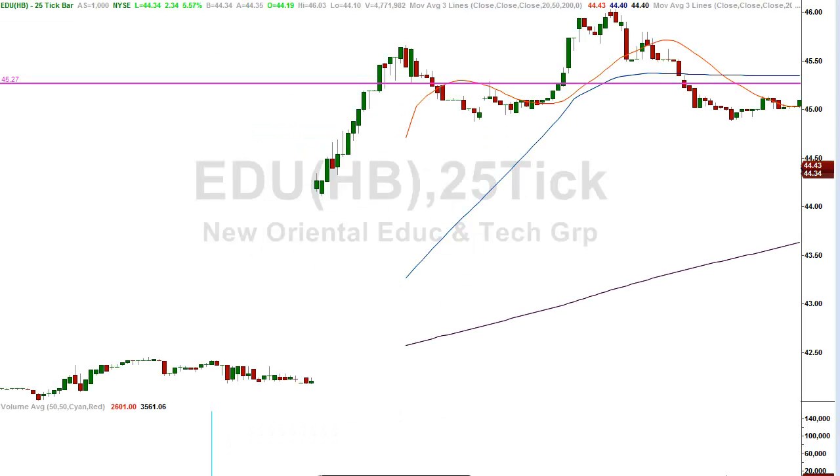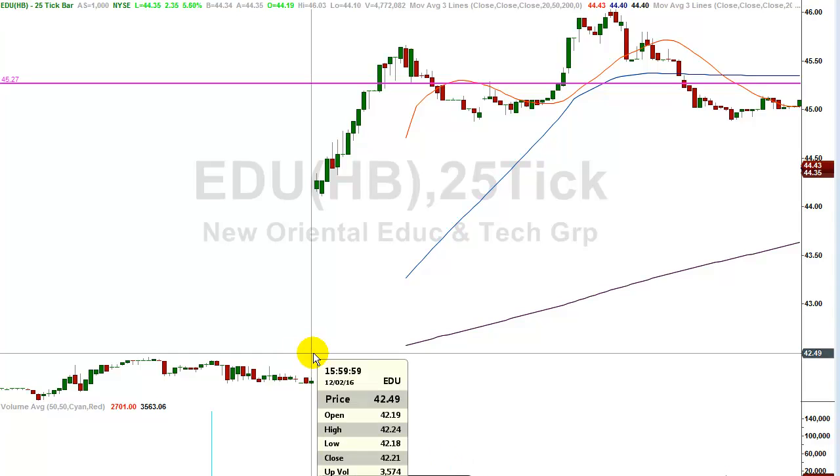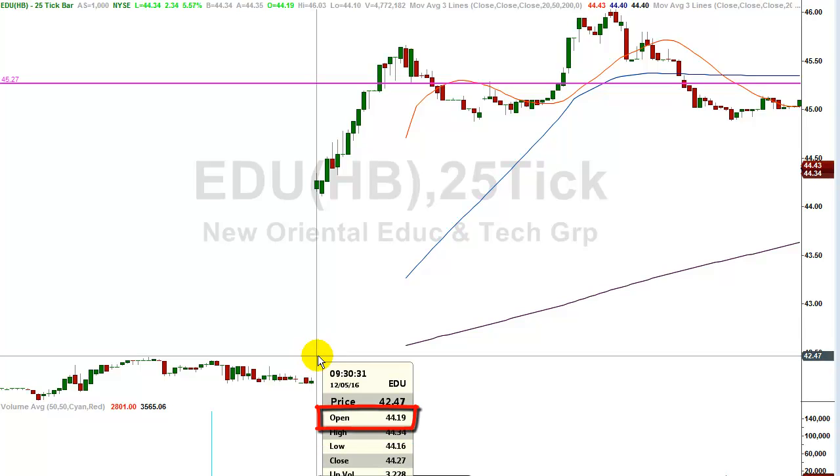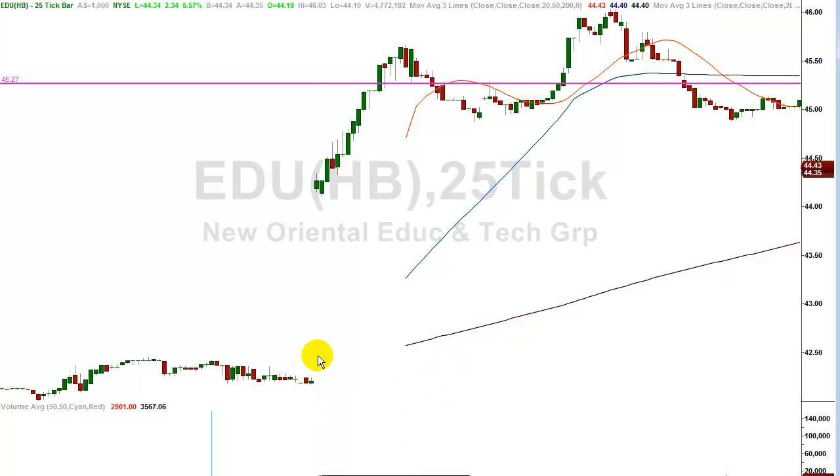Now we're back on EDU, and what you'll notice with EDU is I've gone all the way down to a tick chart because I have to show you that the trade worked out. It worked out so fast that it happened within the first minute of the day. And what happened was, you can see here the stock closed the prior trading day. The closing price was $42.21. The opening price today was $44.19, and it continued higher.